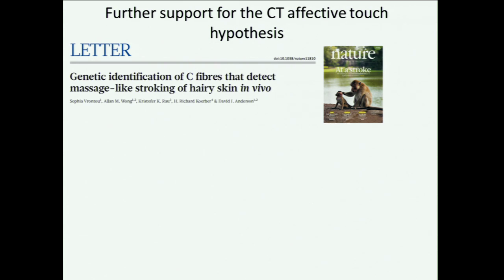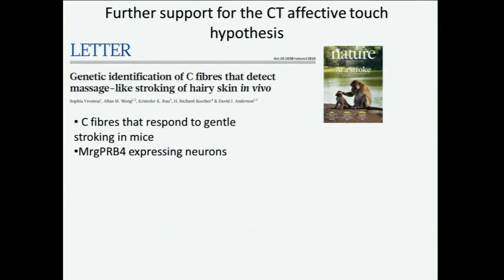There has been some recent support for the C-tactile pleasant touch hypothesis from animal studies, and this was an early publication, I think from 2009. And they claim that they have found C fibers that respond to gentle stroking in mice. It's a bit controversial. They don't have electrophysiological recordings from these afferents, but it could be that there are actually C fibers that respond to gentle touch.